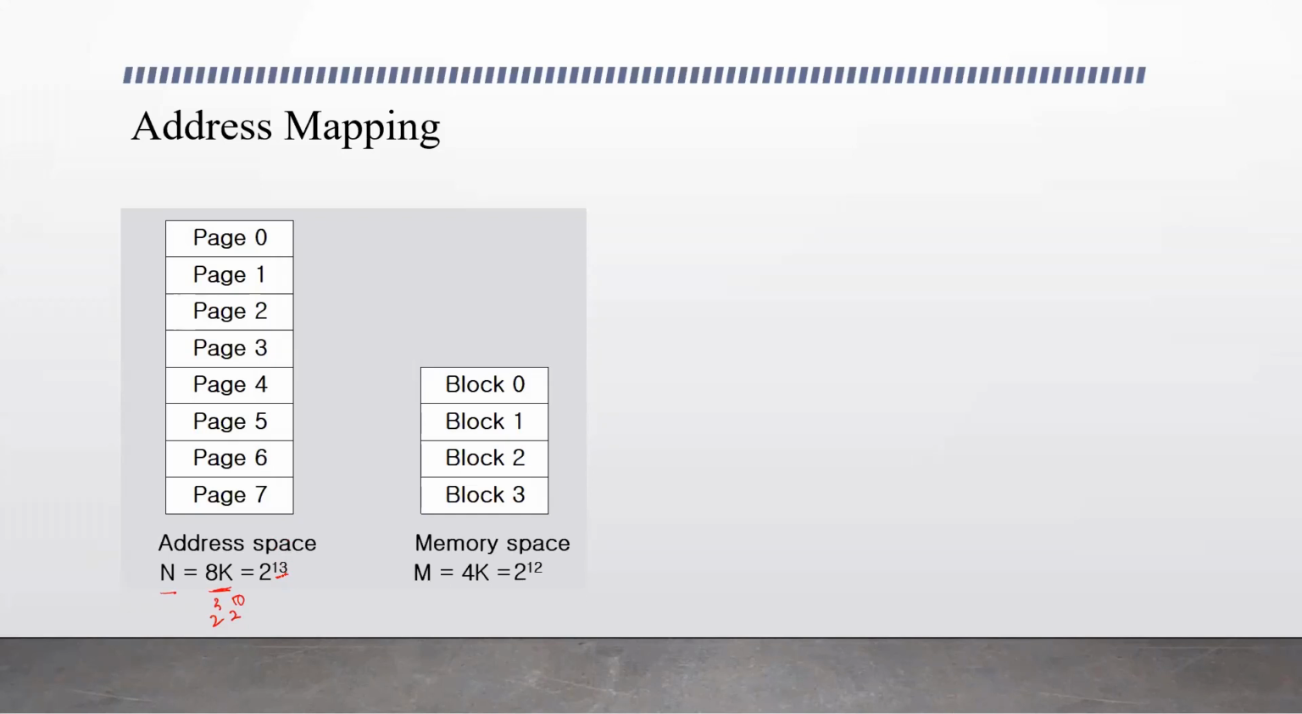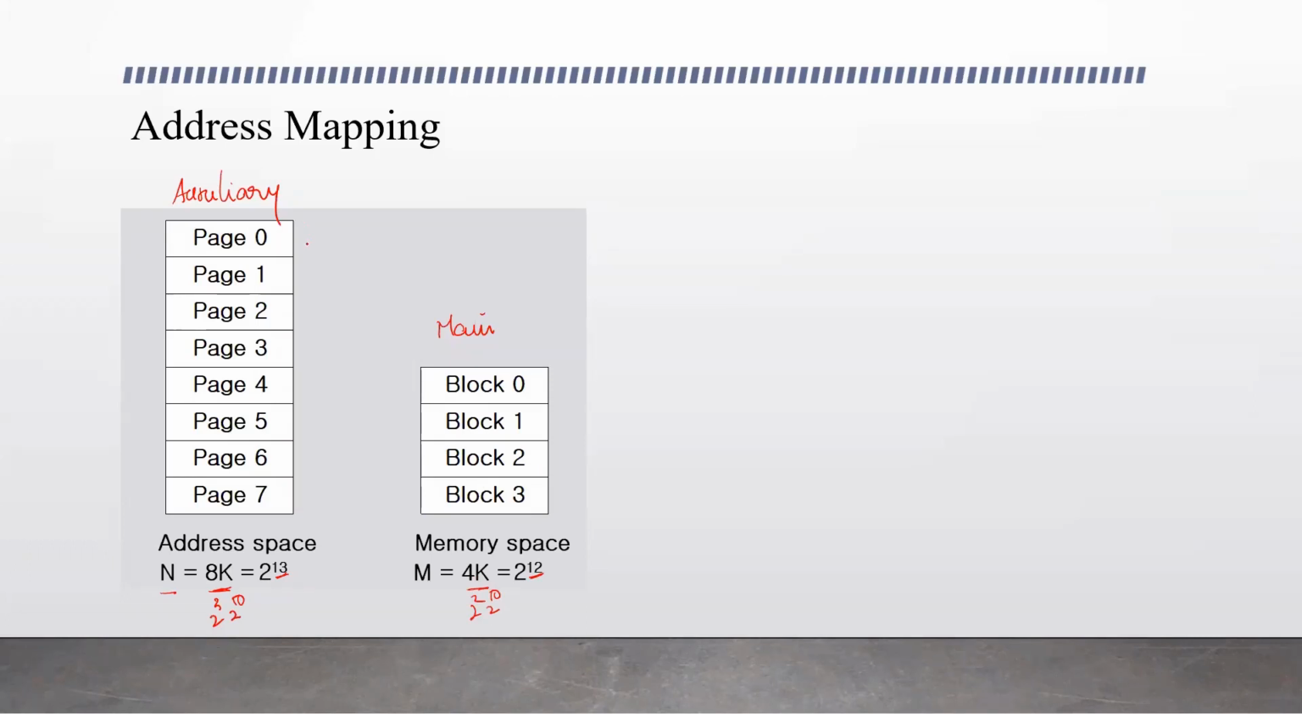The virtual address will have 13 bits. And we have the main memory here. This is the main memory and this is the auxiliary memory. In the main memory, this is the memory space, the set of physical addresses. The size of this is 4K. It is 2 power 2 times 2 power 10, so it is 12. So 12 bits are needed here to refer to these locations in main memory.